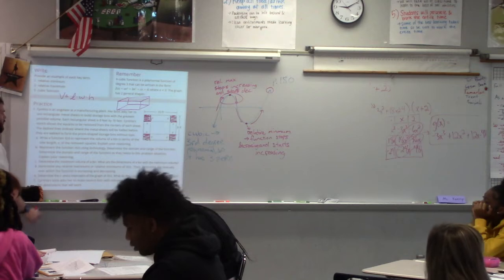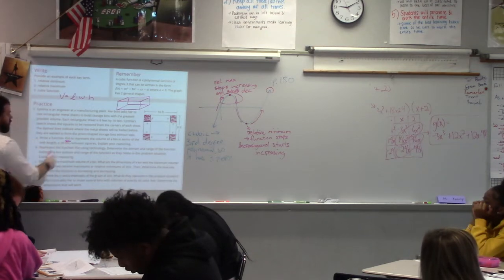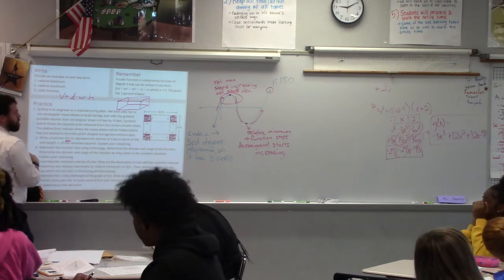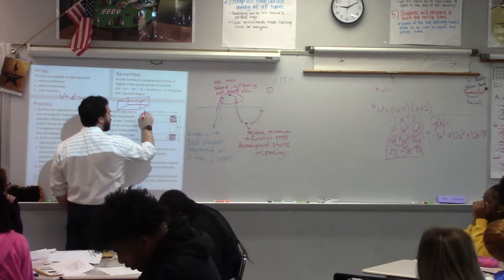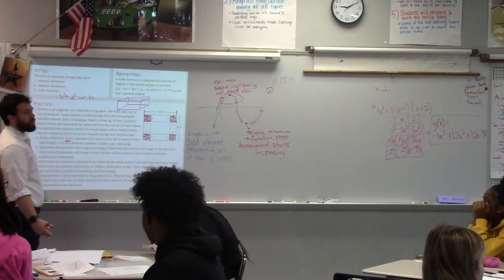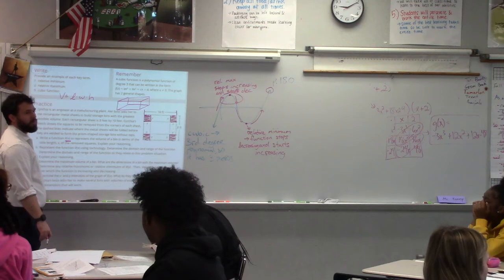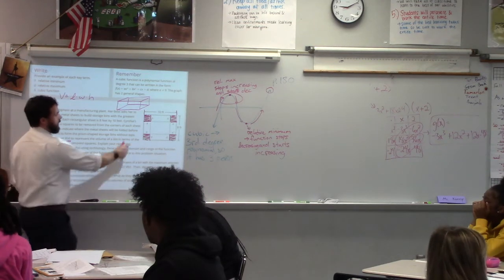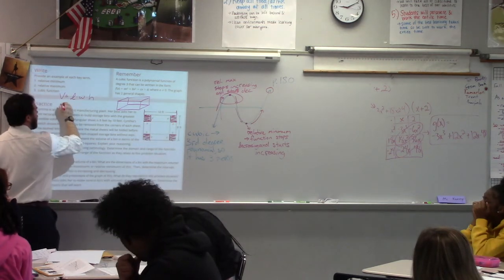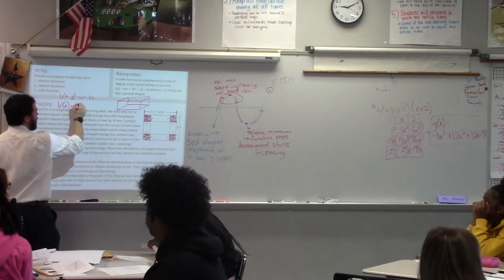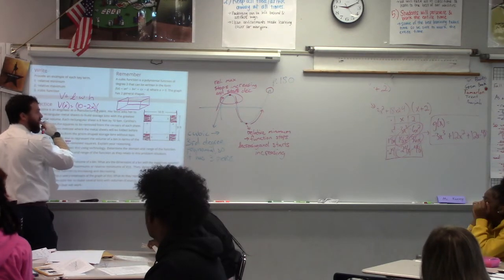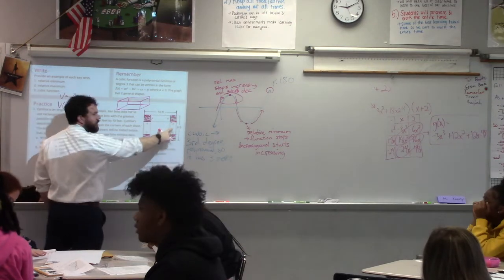Right? And they're asking us to write a function to represent the volume of a bin when we remove those squares. Well, if I look at this length here, what is the length? But I'm going to take out the squares, right? So it's 10 minus 2x. I'm taking out x here, and I'm taking out x here. So the length would be 10 minus 2x. I'm literally taking out 2 x's.